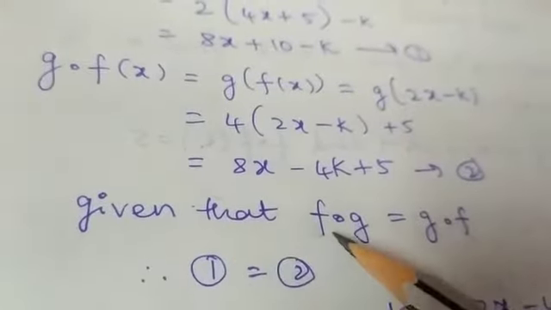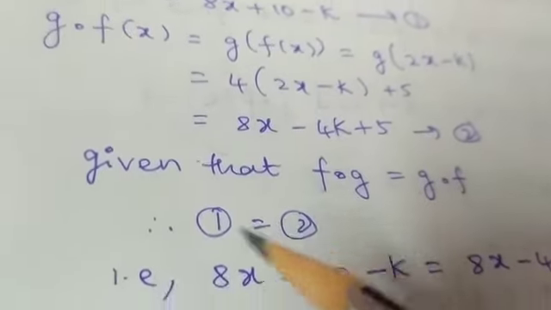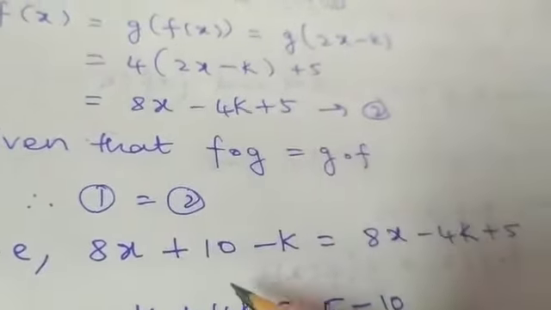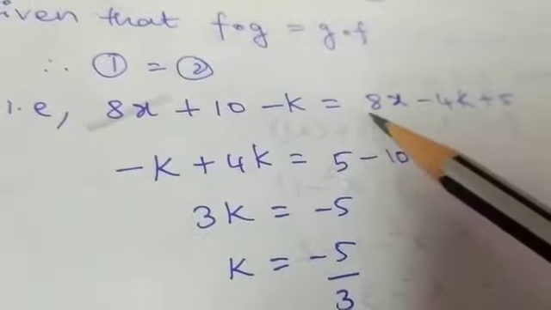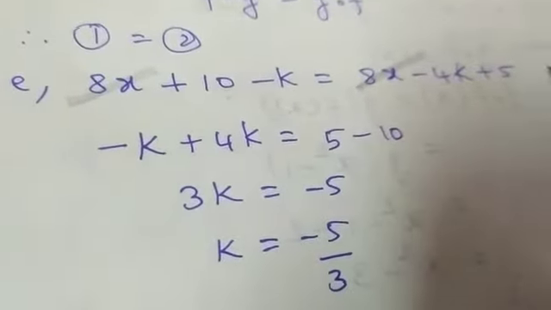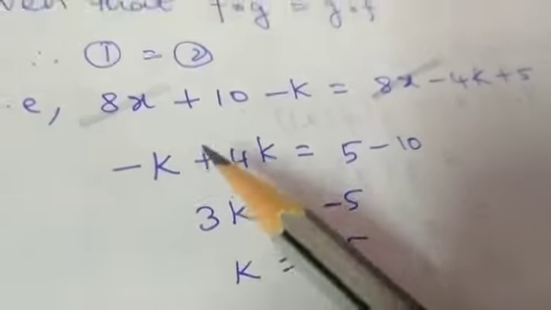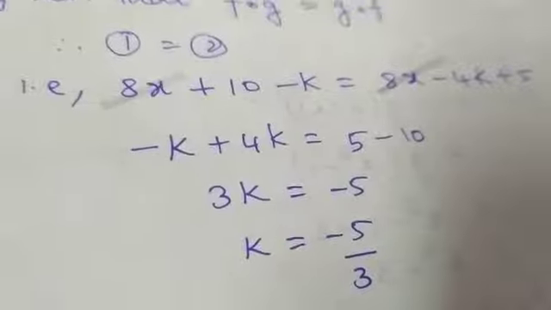Then already it is given that f∘g = g∘f, and so 1 equals 2, that is 8x + 10 - k = 8x - 4k + 5. That is this, and 8x and 8x will get cancelled here. Then I'll get 10 there and -4k here. So I'll get 3k = -5 and k = -5/3.